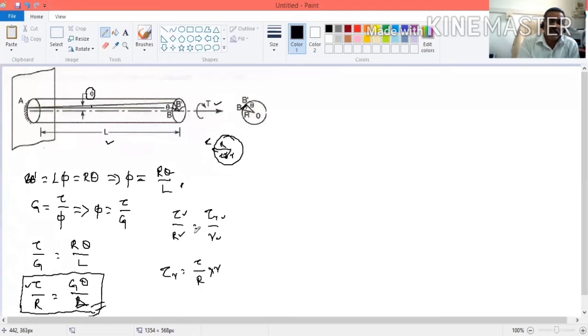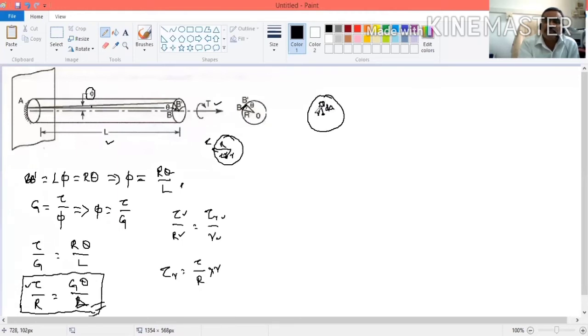Okay. The next step is to calculate the resistive torque developed in the material. How to calculate the resistive torque? Say this is the cross section of the shaft. I am taking a small elemental area. The area is dA. What is the radius at this point? It is r.